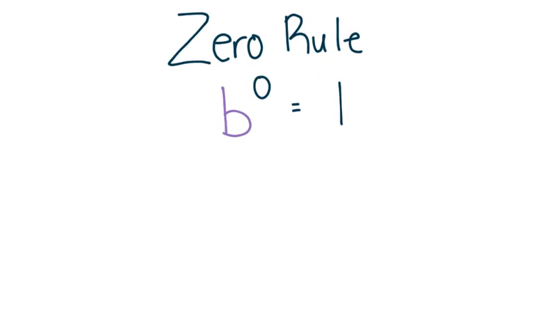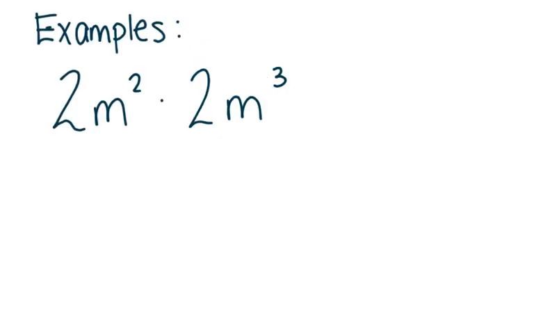Zero rule. This one's really important. Anything to the 0 power equals 1. And now we're going to do some examples.